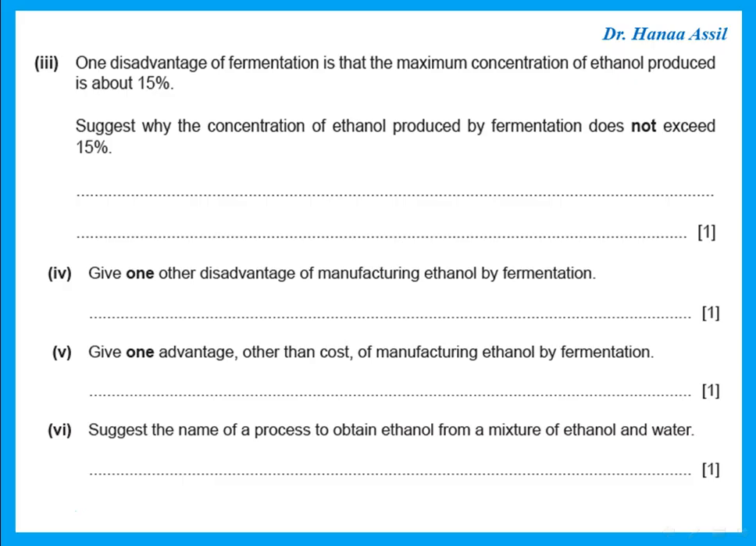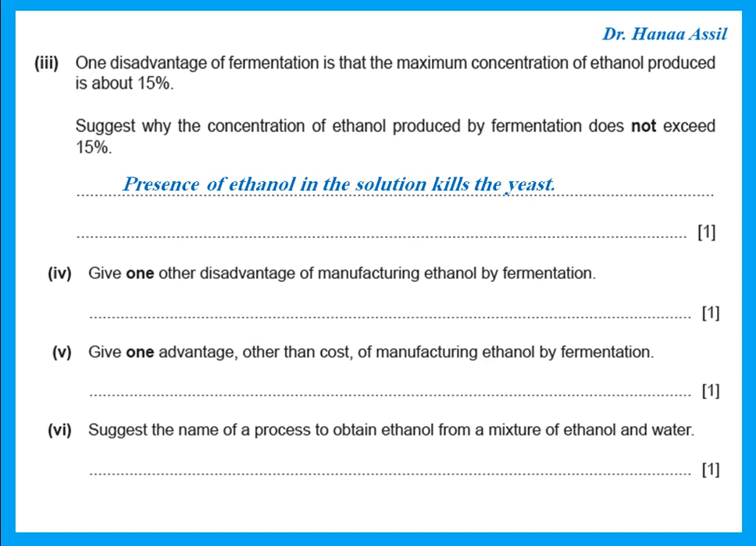One disadvantage of fermentation is that the maximum concentration of ethanol produced is about 15%. So why does the concentration of ethanol produced by fermentation not exceed 15%? Remember, when we're doing fermentation, we have yeast in water and glucose, and we're trying to change the glucose into ethanol, but the problem is, once we have a lot of ethanol in the solution, this starts to kill the yeast. So the presence of ethanol in the solution kills the yeast, so no more reaction can happen, or the reaction becomes very slow.